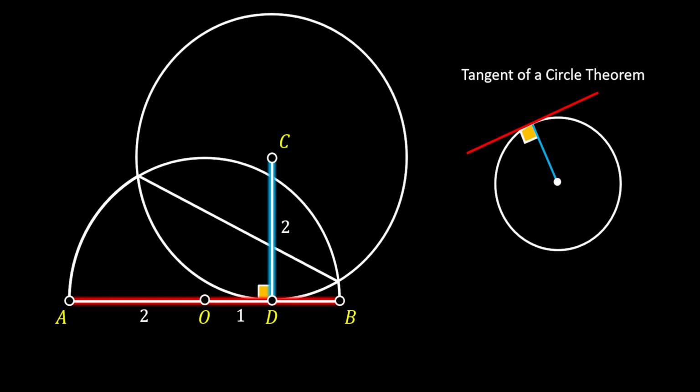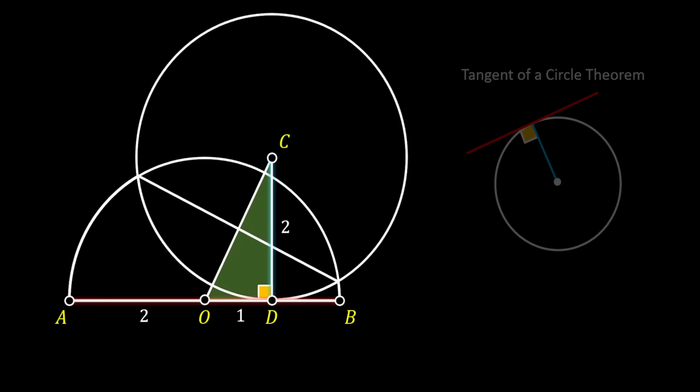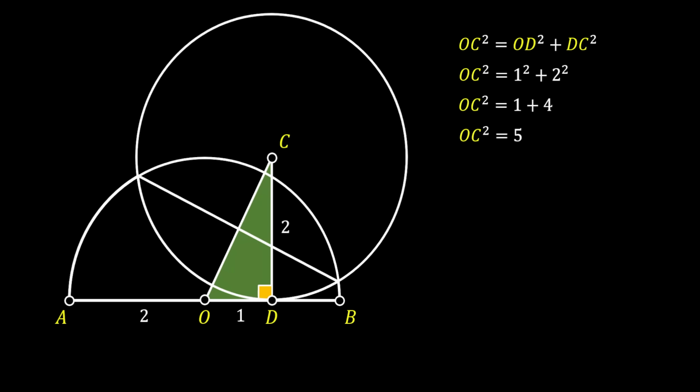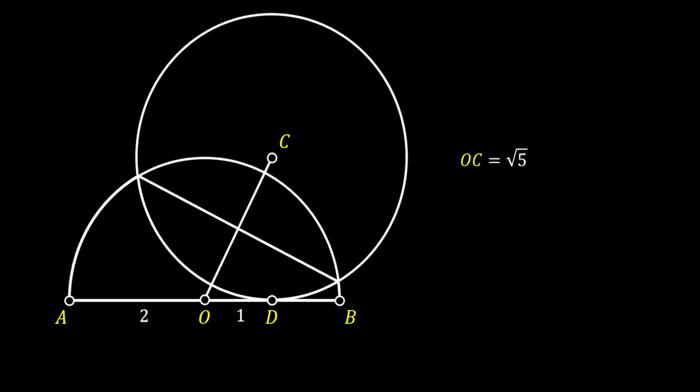Now let's connect point O and point C with the line, and in this way we will form this really nice right angle triangle ODC. So we can use the Pythagorean theorem in order to find the length OC. So the hypotenuse OC squared must be equal to the leg OD squared plus the leg DC squared, and we can substitute the values from our sketch. Then we can work through this and get that OC squared is equal to 5, which means that OC must be equal to square root of 5.